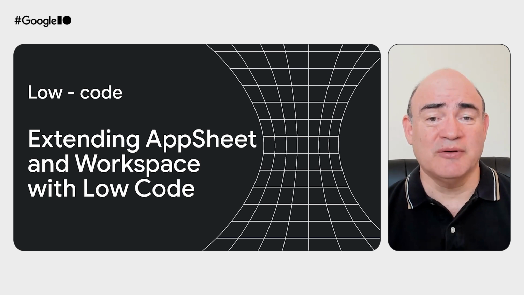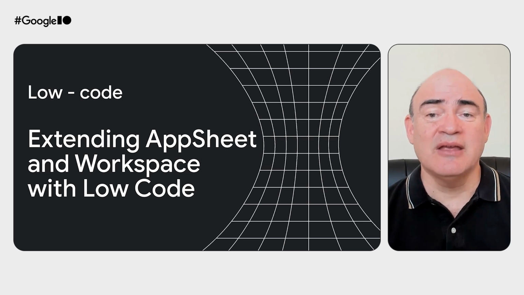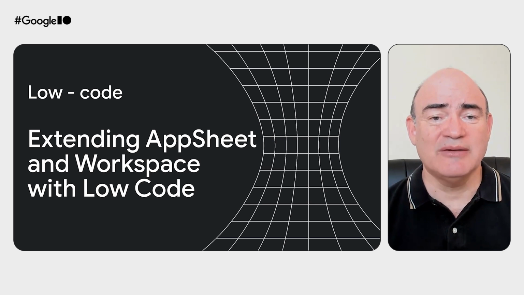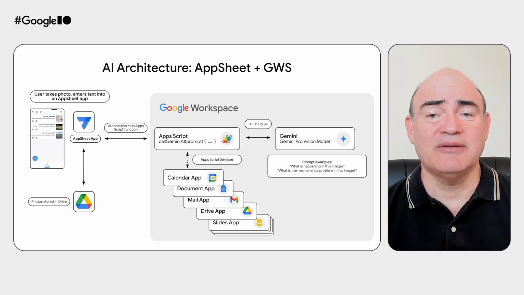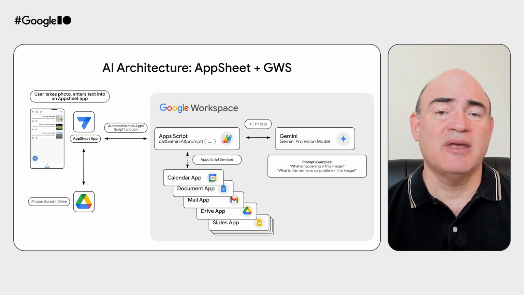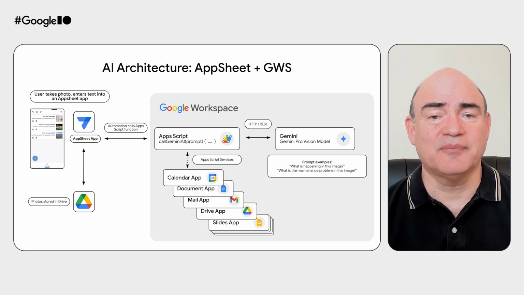Moving on to the low-code persona, AppSheet users can build more sophisticated AI-powered solutions by leveraging Workspace's AppScript platform. Here's an example of how to extend AppSheet and Workspace with just a little bit of coding. And here's a viable low-code AppSheet and Google Workspace AI architecture. As you can see in this diagram, AppSheet can be interfaced with Workspace's low-code AppScript technology, which can then serve as a connector to Google Cloud's Gemini API.